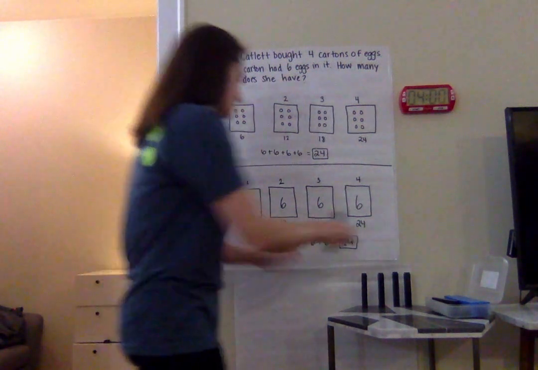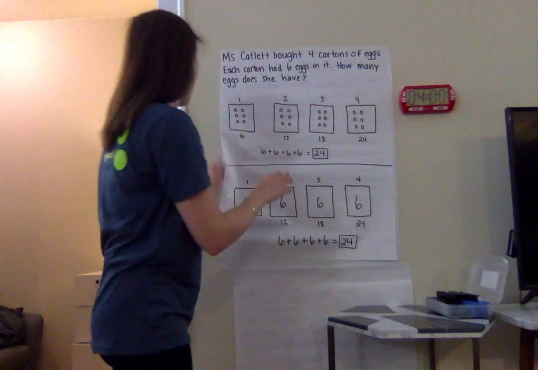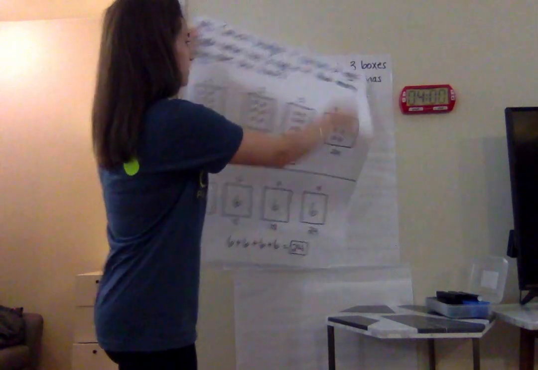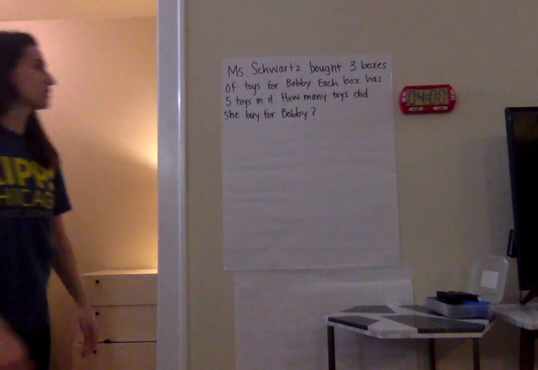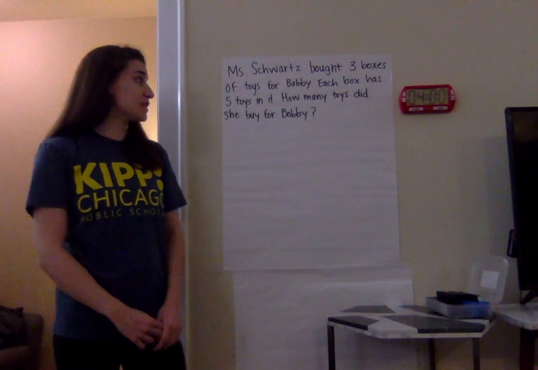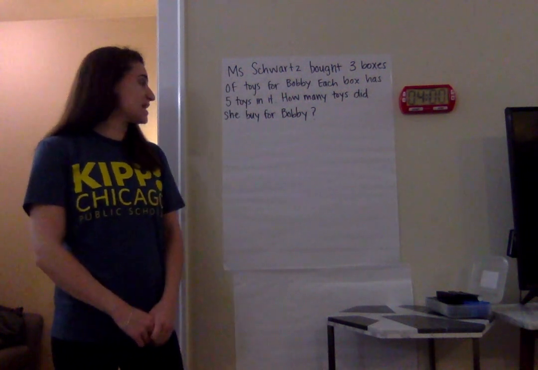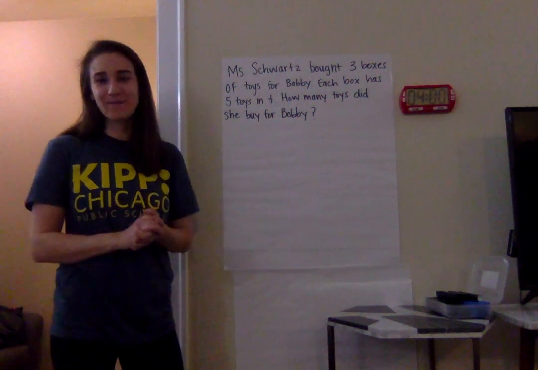Just like always, before we go, I'm going to leave you with one more problem to solve on your own. This problem is about Ms. Schultz. Ms. Schultz bought 3 boxes of toys for Bobby. Each box has 5 toys in it. How many toys did she buy for Bobby?